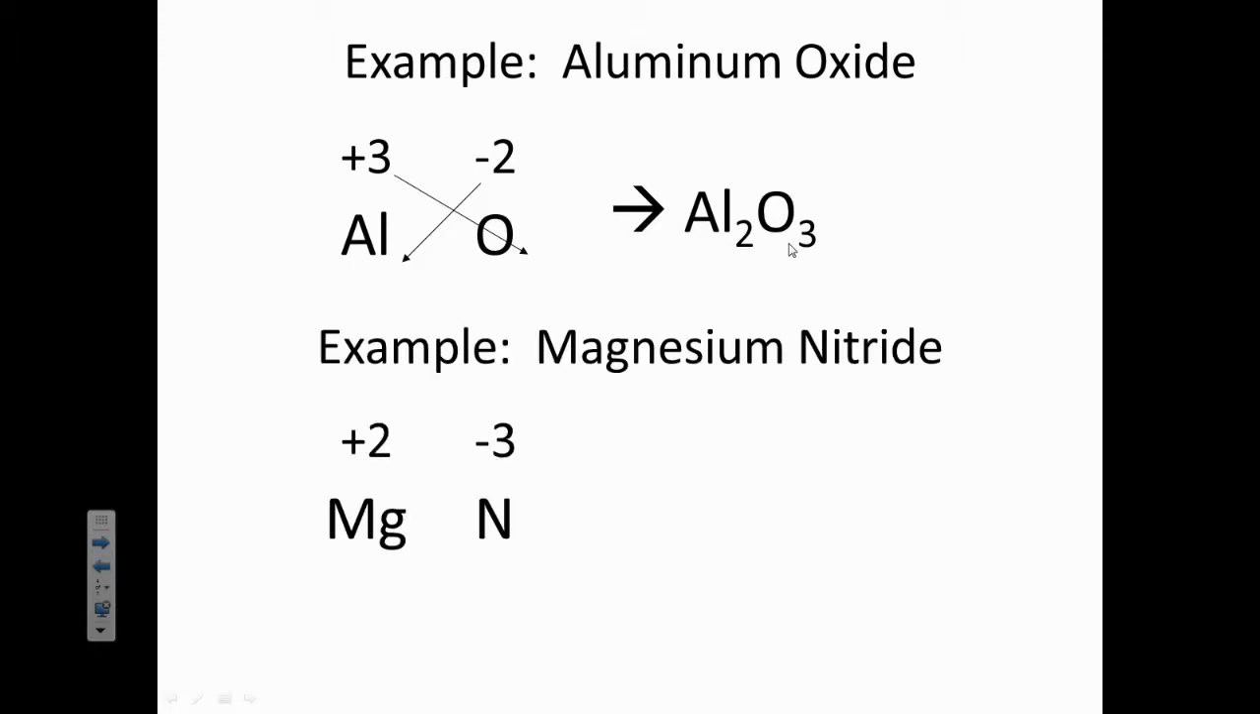Another example, magnesium nitride. Crisscross the numbers, and the formula would be Mg3N2. That's the best way to write a neutral ionic compound.